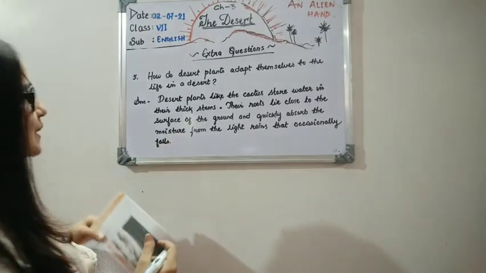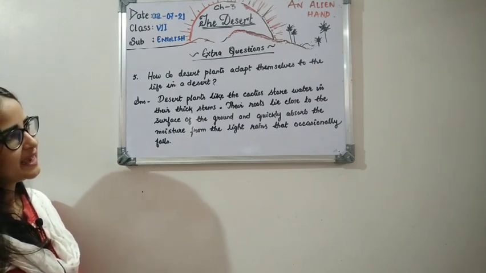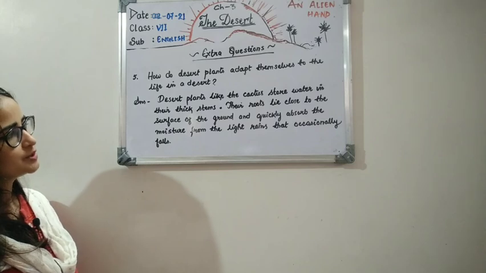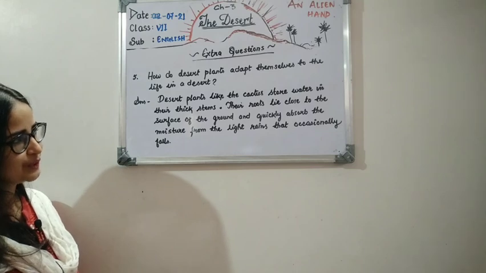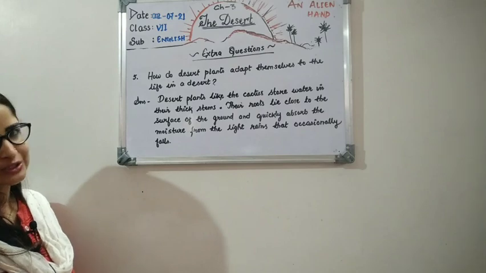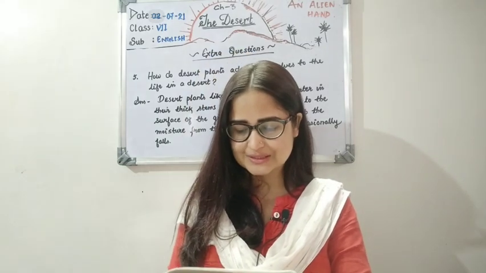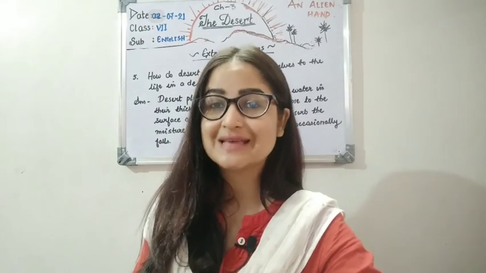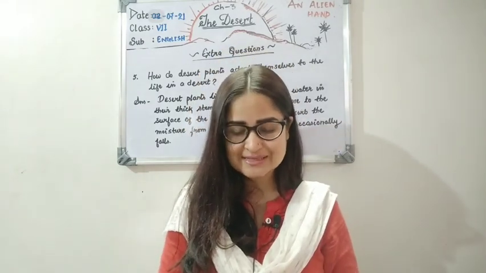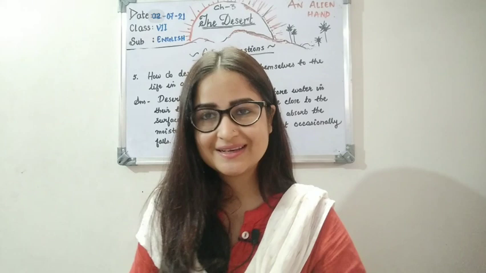Okay. So how do desert plants adapt themselves to the life in a desert? Desert plants like the cactus store water in their thick stems. Their roots lie close to the surface of the ground and quickly absorb the moisture from the light rains that occasionally fall. Okay children, so we are done with the chapter. We are done with all the working of the text, the question answers and the meanings. I hope you understood the lesson. I hope you got to understand something about deserts.